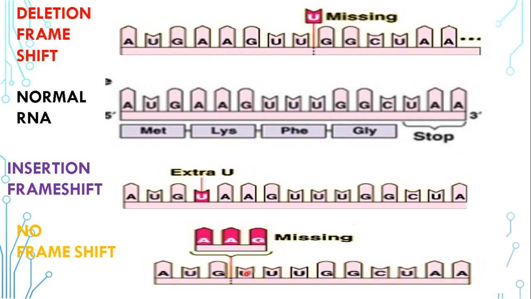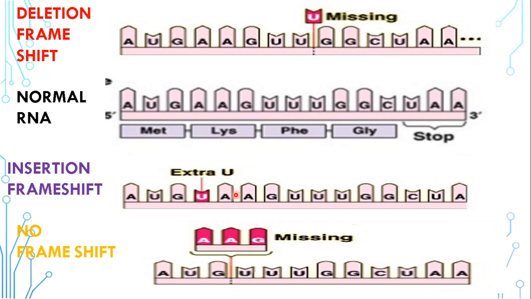So here what you will get? You will get UUU, that is phenylalanine. So accordingly the reading frame will remain the same. So this will not result in any frame shifts. Or if this goes missing, AAG, that means this total triplet is going missing here.